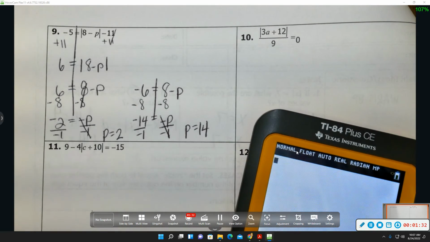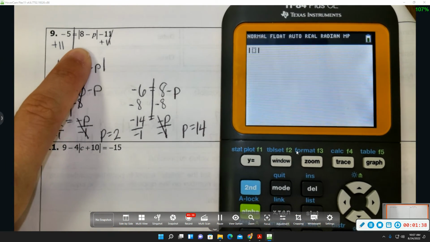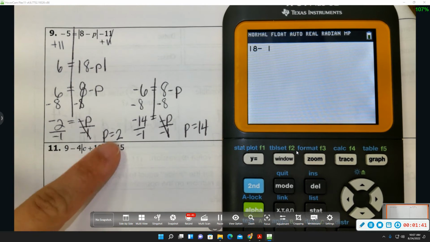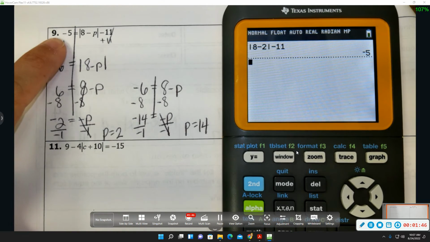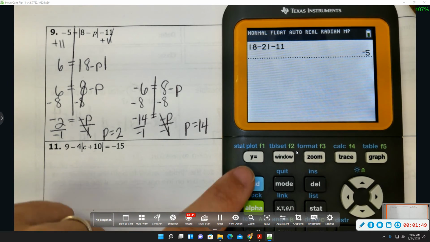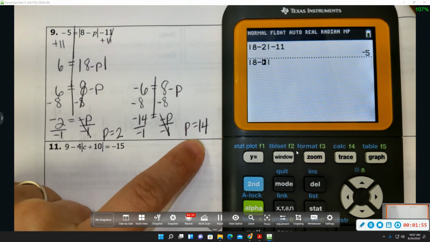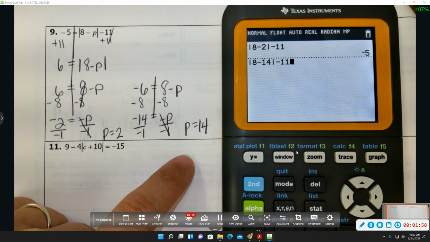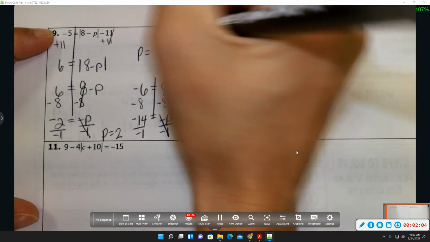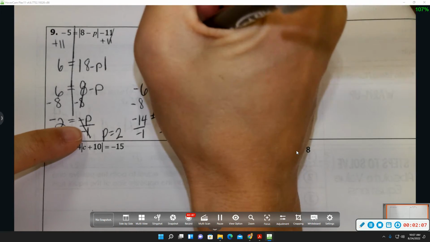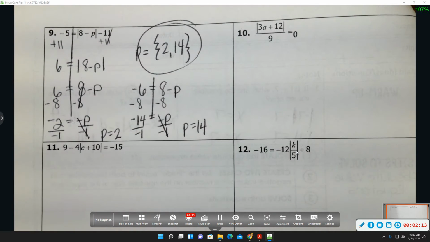And then I will type these two answers back into my original equation. So I have the absolute value of 8 minus 2, because that's the p I got, minus 11 on the outside, gives me negative 5. Then I can do the absolute value of 8 minus 14, minus 11 on the outside. So I got negative 5 on both of these, and that's what I was supposed to get. So p would be equal to 2, 14.